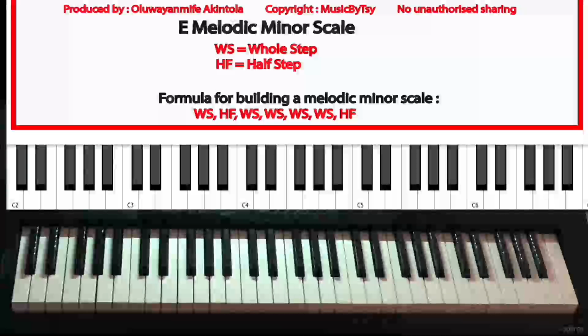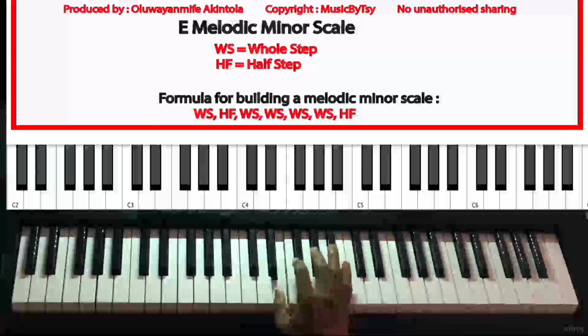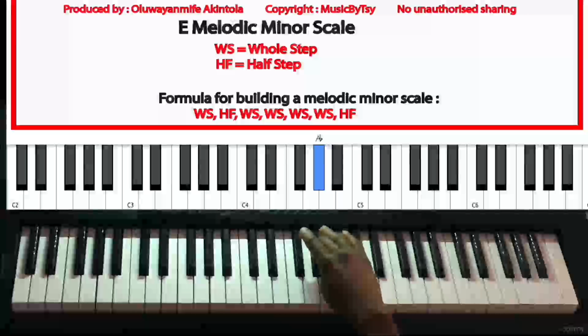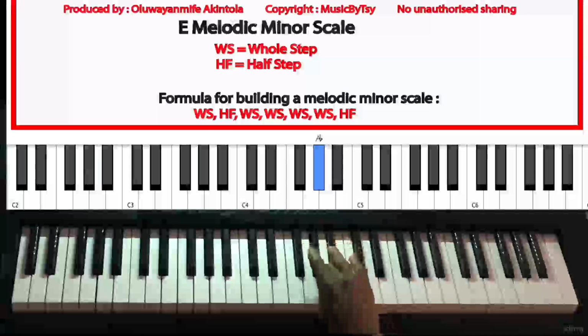So what we're going to do is we're going to take this E major scale and then we're going to lower the third note of the E major scale by a half step, and that is going to give us the E melodic minor scale. So the third note of the E major scale is this. So the third note of the E major scale is the key of A flat. So we're going to lower this by a half step.